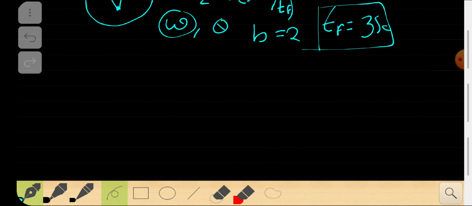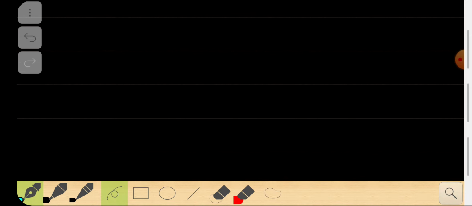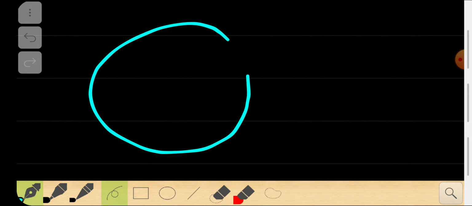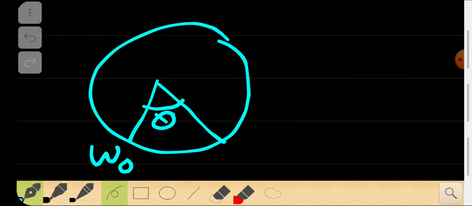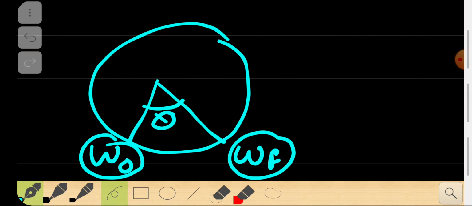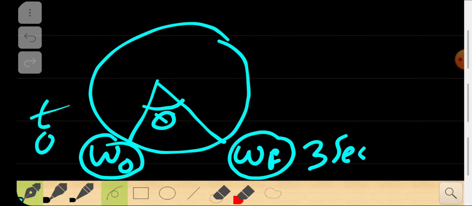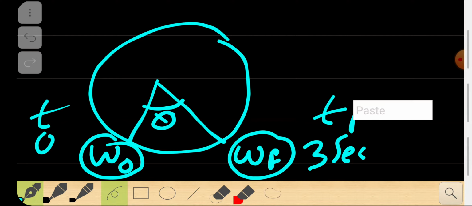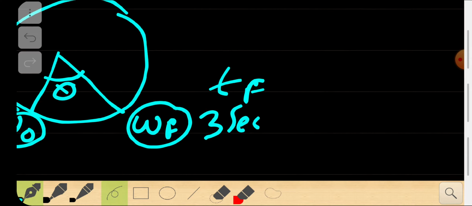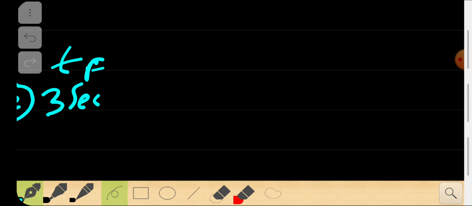Now what we can do is use that information. When you move around in a circle with an angle theta, this will be omega 0, the initial angular velocity, and this will be omega final after 3 seconds. So this is t equal to 0, and this is t equal to 3, which is tf. I'm going to build up a generic equation to solve beforehand.